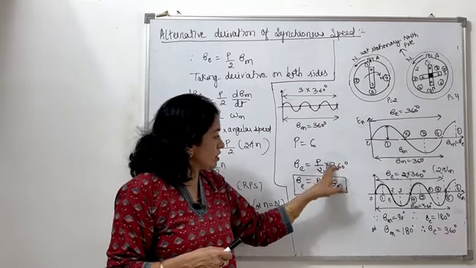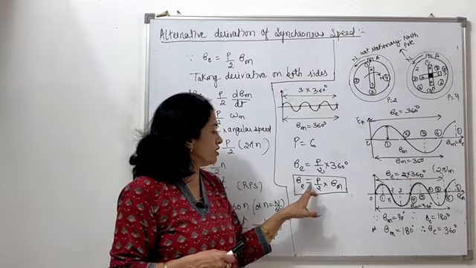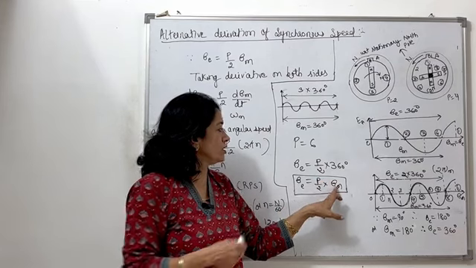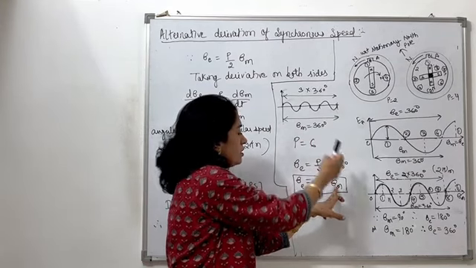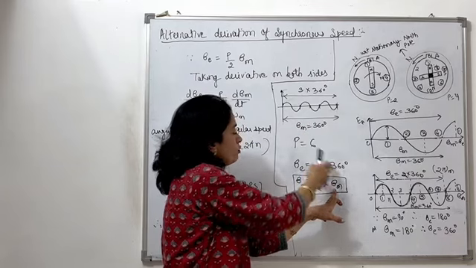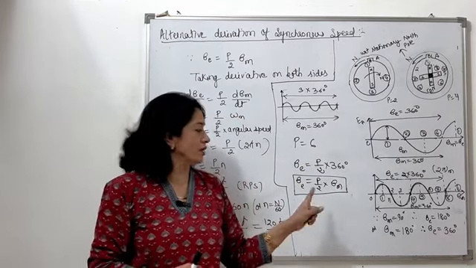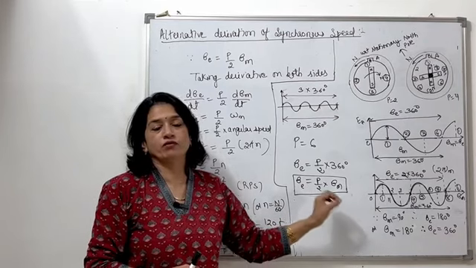So instead of this 360 degrees, I can substitute theta m. It gives me theta is equal to P by 2 into theta m, because theta m is 360 degrees, so P by 2 into 360 degrees is replaced by theta m. So I have the simplest relation between electrical angle and mechanical angle: theta is equal to P by 2 into theta m.